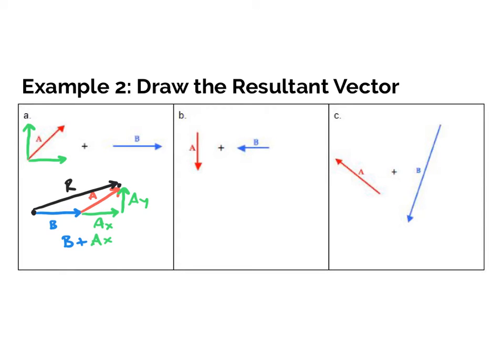Okay, so this is just one way to visualize kind of what we're going to be doing here. But what ends up happening is when I add things that have two directions at once, I have to talk or think about the components of that vector.